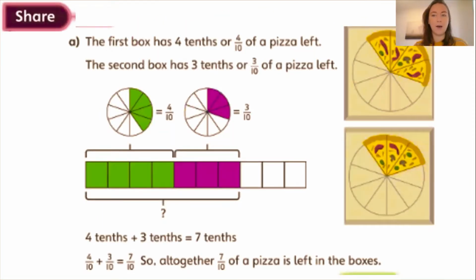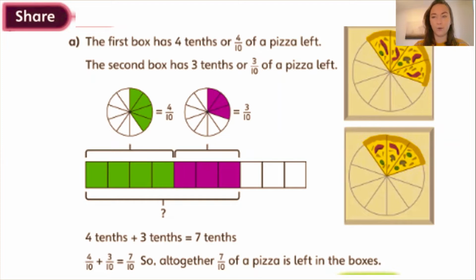So to work out how much pizza is left altogether, we see we've got the first box of 4/10 and the second box of 3/10, and then we can add them together. What you should notice is that the denominator, that number at the bottom, does not change. When we add or subtract fractions, the denominator, the number at the bottom, does not change. The number at the top, the numerator, does change though.